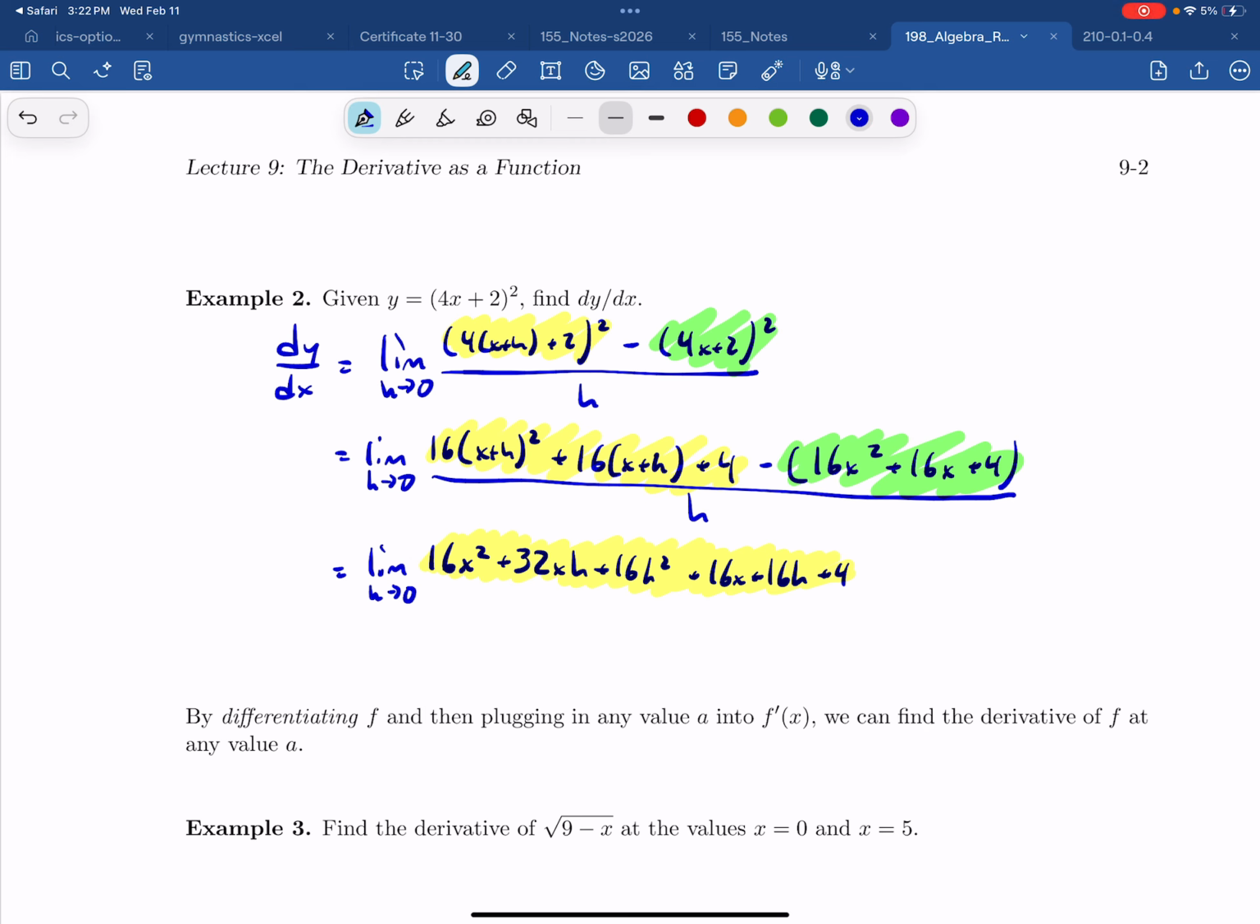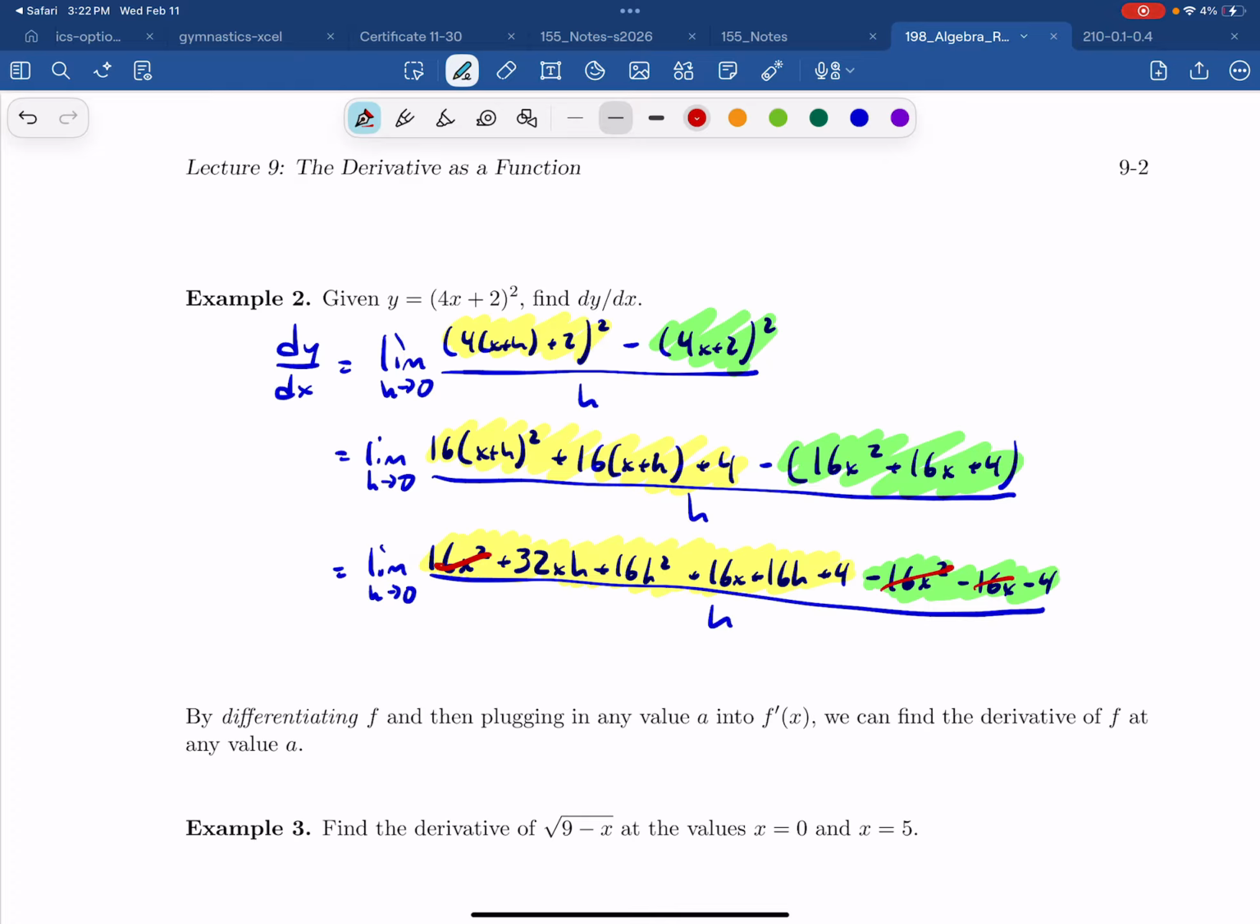Right, and then I'm just going to distribute the minus: minus 16x squared minus 16x minus 4. All right, so we have that. And of course, it's all divided by h. All right, and if you notice, we can cancel some stuff.